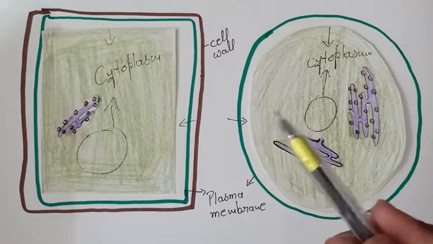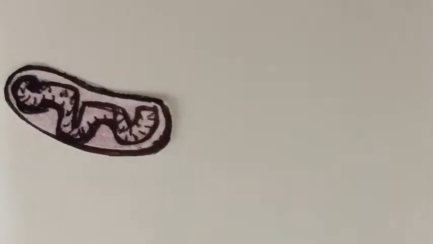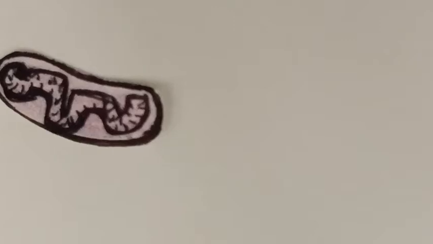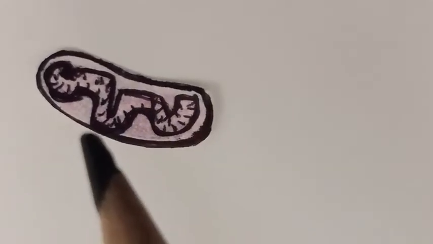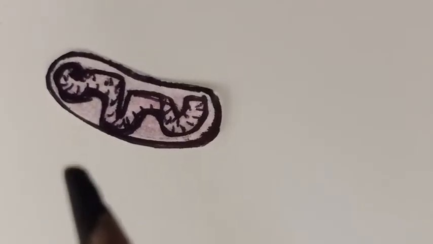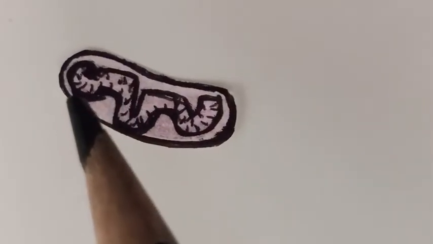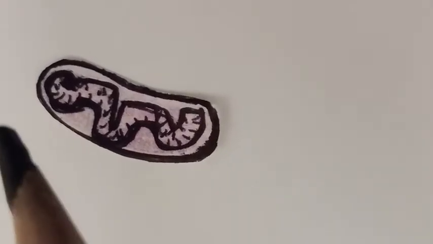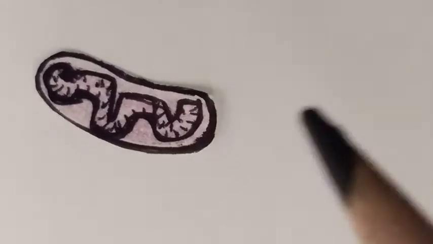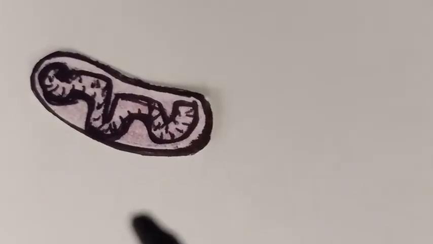Now next is mitochondria. The inner membrane of mitochondria is produced into several finger-like projections, and these finger-like projections are known as cristae. The inner membrane is studded with tennis racket like structures which are known as oxysomes. And then student, the space bounded by the inner membrane is called the inner chamber.